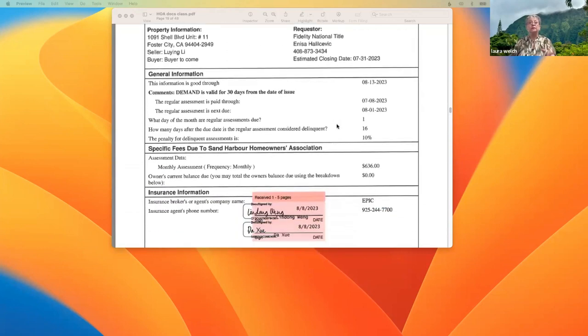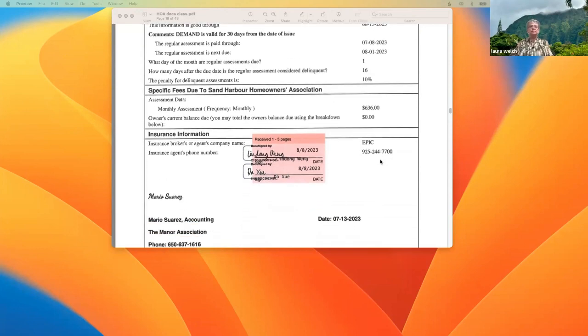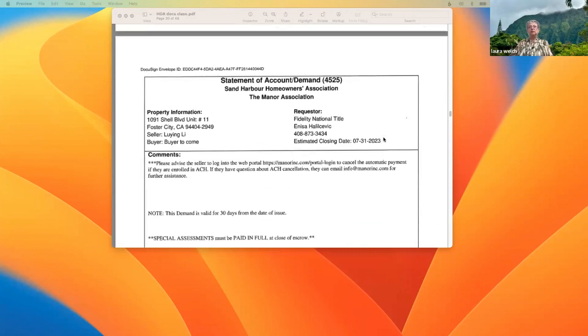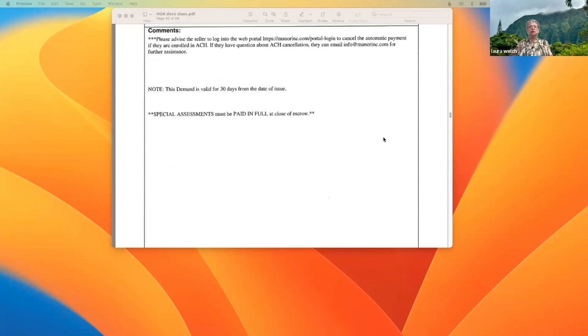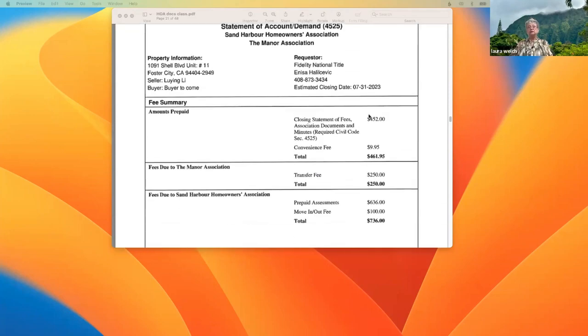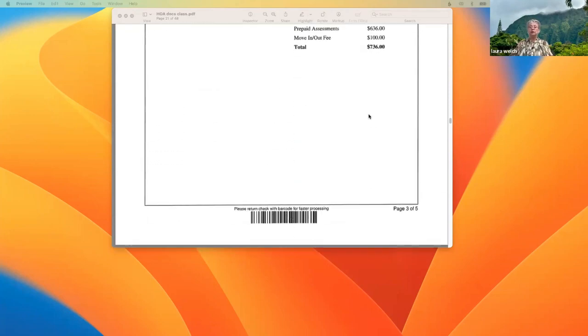Okay, now Radhika brought it to my attention that we're seeing another form that's being used, and it's kind of similar to this, but it's telling you things like the penalty for delinquency, what the monthly assessment is, the insurance company name and how to contact it. It lets you know, right here, special assessments must be paid in full at the close of escrow, if there is any. But this is what you should be looking for.